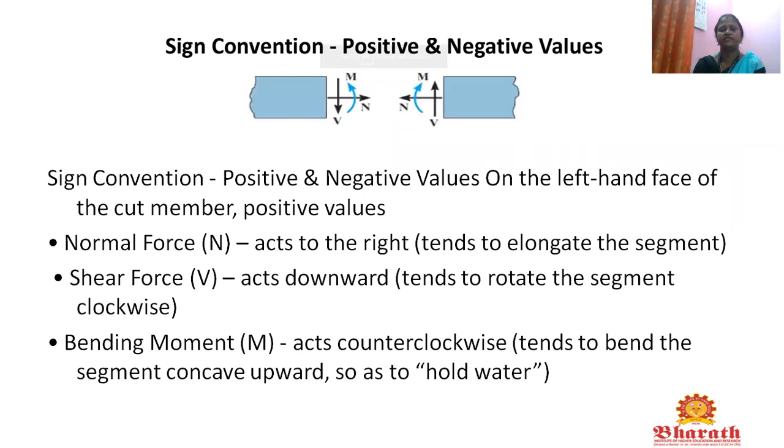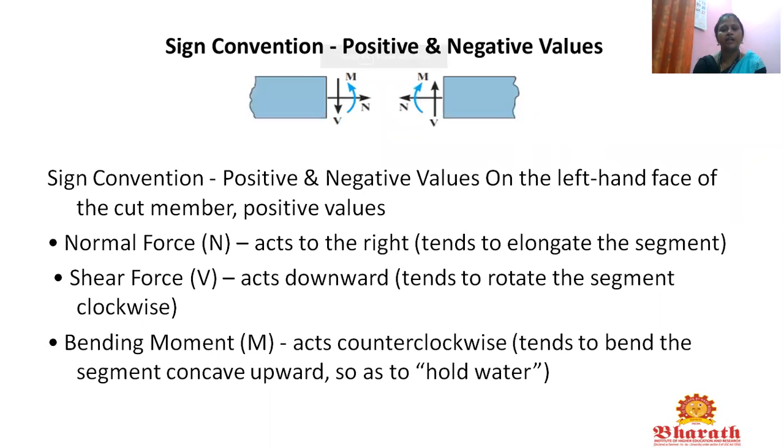Next, sign conventions, that is positive and negative values. In sign conventions, positive values are shown on the left hand face of the cut member. Next is normal force N, which acts to the right and tends to elongate the segment. Next is shear force V, which acts downwards, that is, it tends to rotate the segment clockwise.